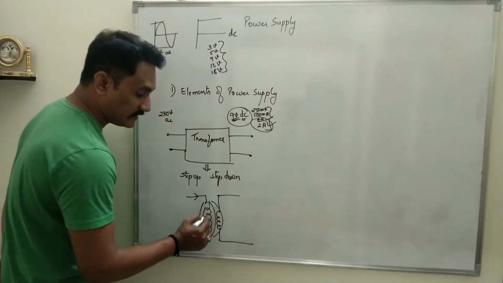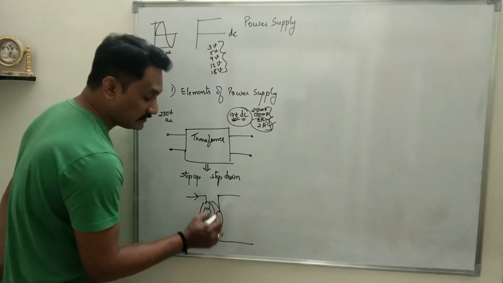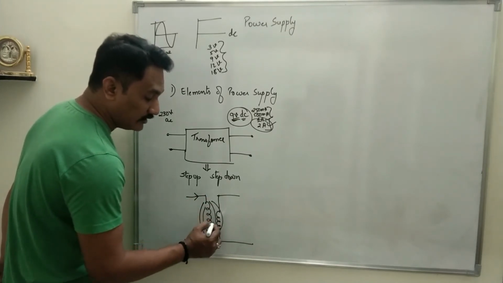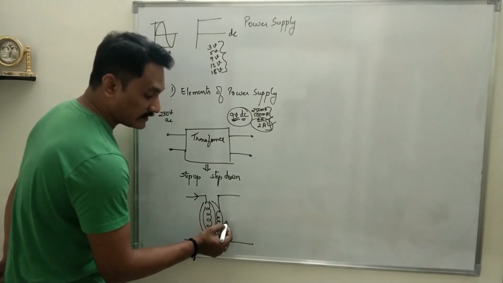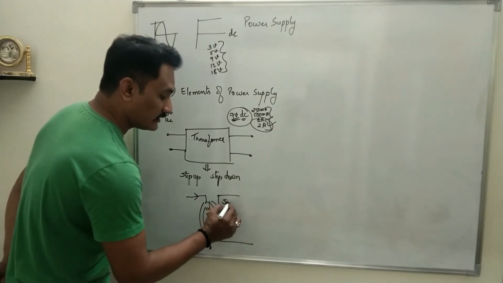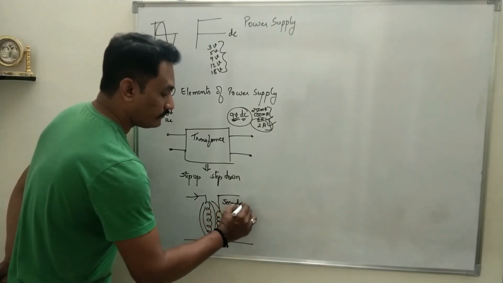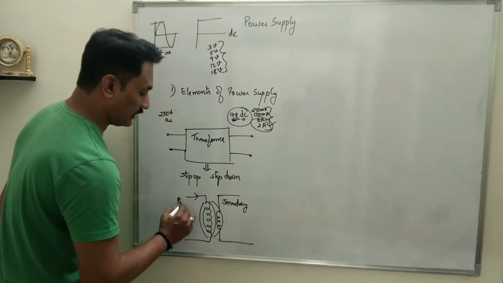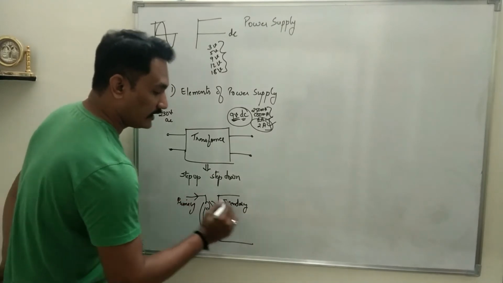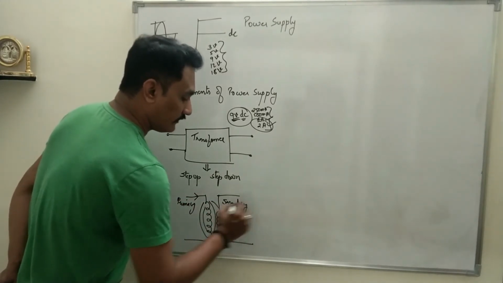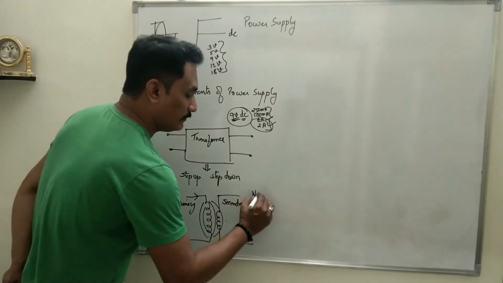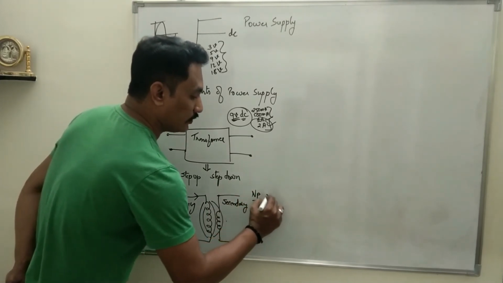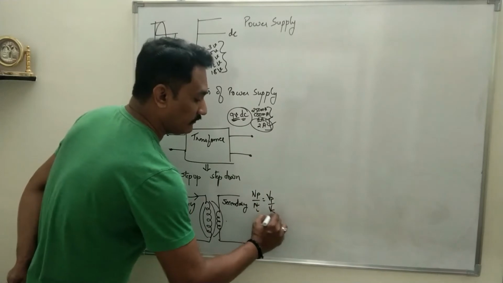If the current is changing, the magnetic field is changing, and this change in the magnetic field will induce a current in the second coil, which is called the secondary. This is called the secondary, and this is called the primary. So the formula for the transformer is NP upon NS equals VP upon VS.